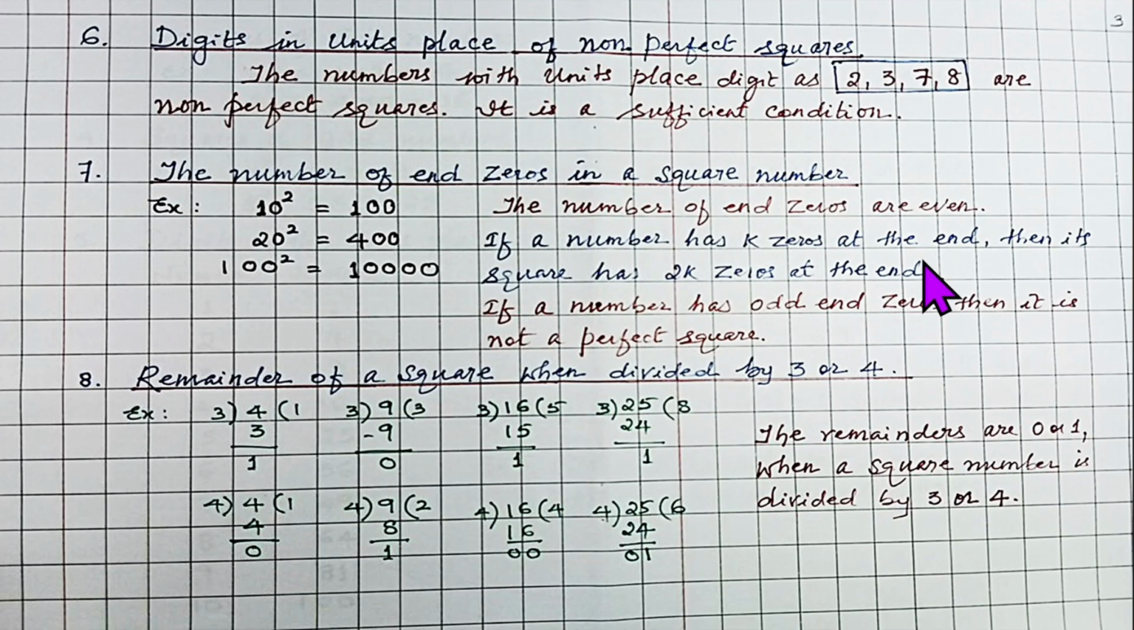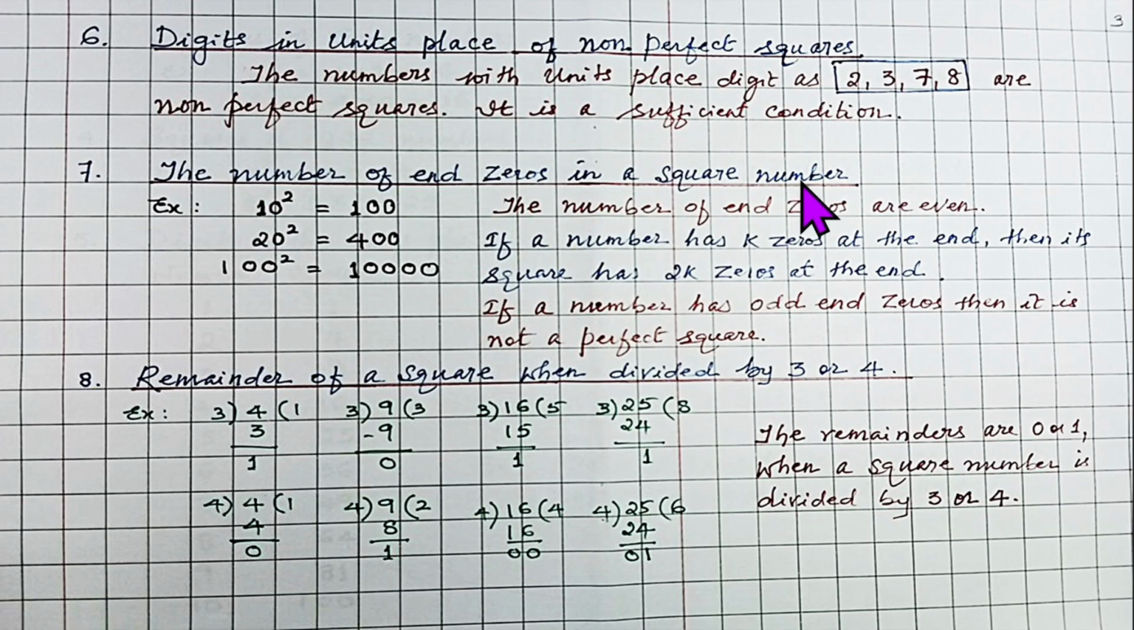Remember that. Now the digits in the units place of non-perfect squares. Numbers with 2, 3, 7, 8 in the units place are non-perfect squares. It is a sufficient condition. It means that if there is a digit 2, 3, 7, or 8 in the units place of any number, it is 100% a non-perfect square. So therefore we say it is a sufficient condition.